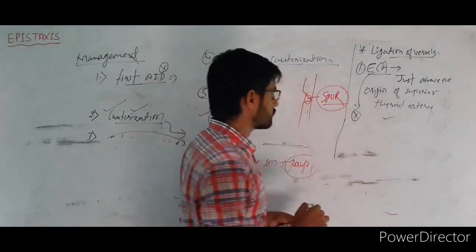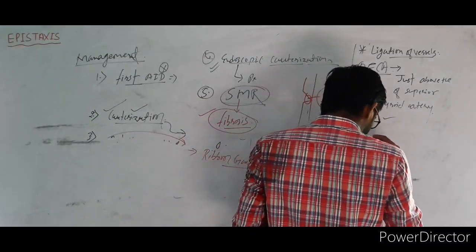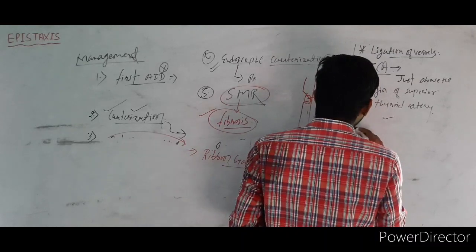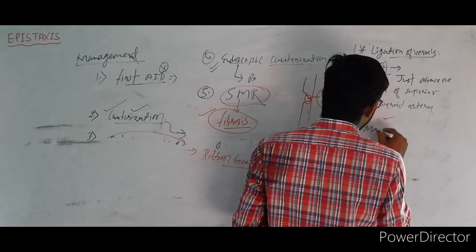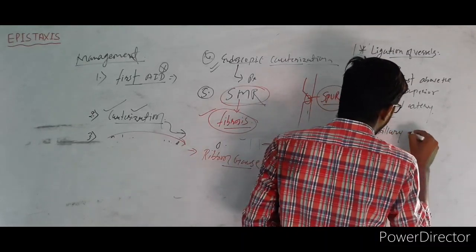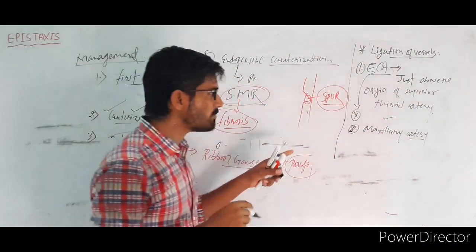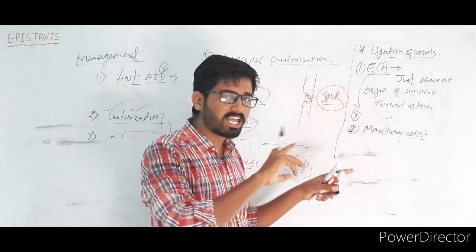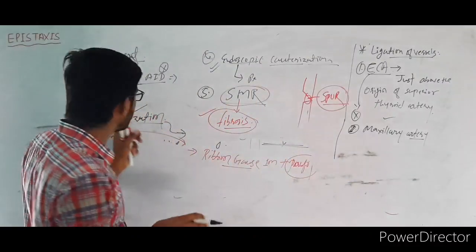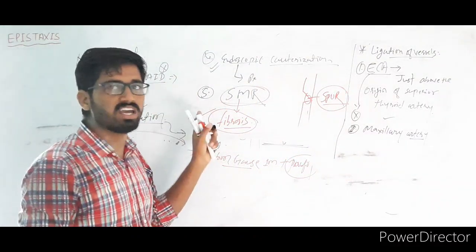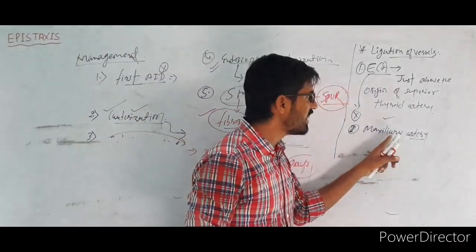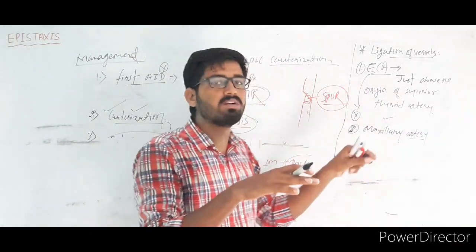Now the second thing is ligation of the maxillary artery. If there is a posterior epistaxis and it's not controlled by these conservative methods, then only we have to do this maxillary artery ligation. So posterior bleeding will be stopped.